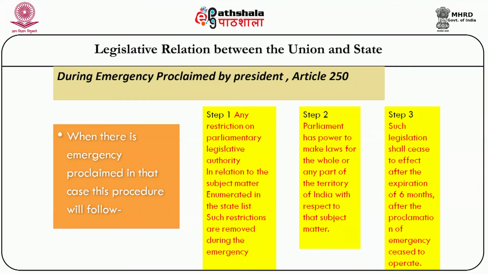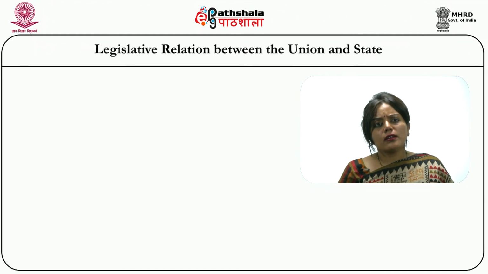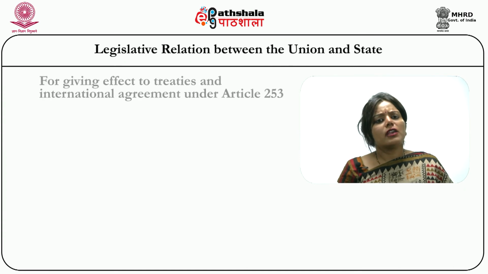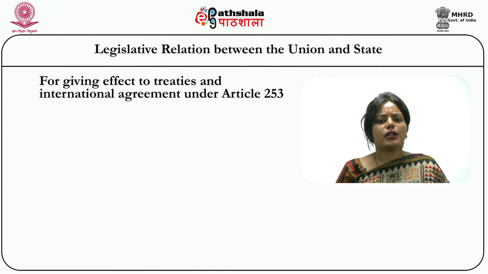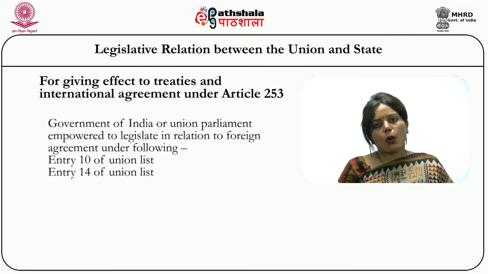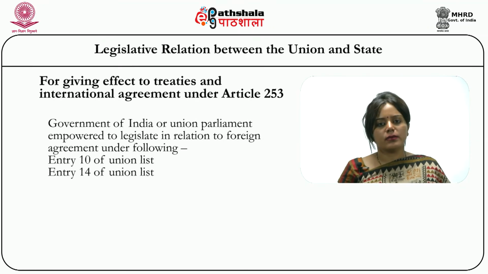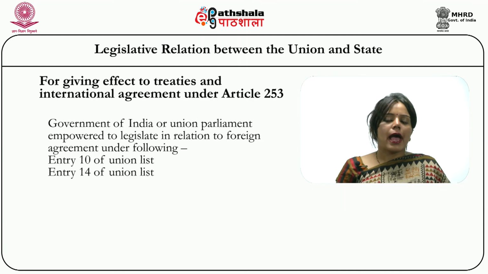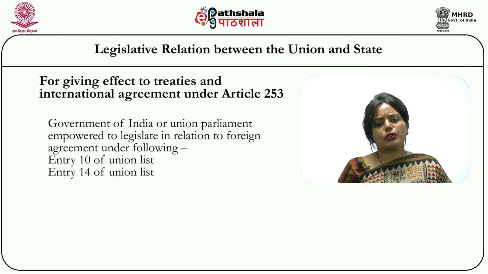In step 3, such legislation shall cease to have effect after the expiration of 6 months after the proclamation of emergency has ceased to operate. The next is that Parliament can make laws for giving effect to treaties and international agreements under Article 253. Here again, the Government of India or Union Parliament is empowered to legislate in relation to foreign agreements under entry 10 of the Union List and entry 14 of the Union List.